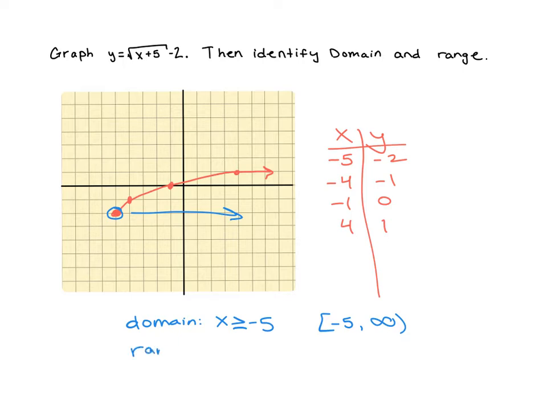And then my range, going back to that same point, my lowest y value is -2, and then it continues up from there. So y has to be greater than or equal to -2, or another way to write that is to say from -2 to infinity.